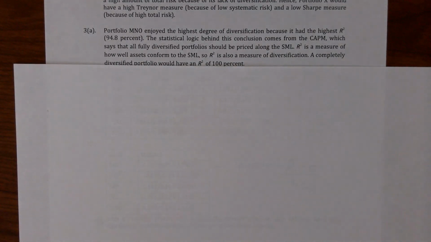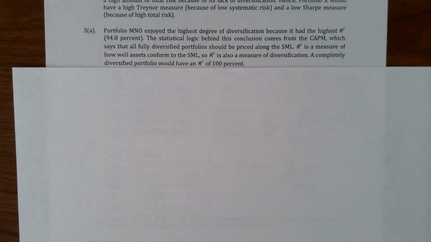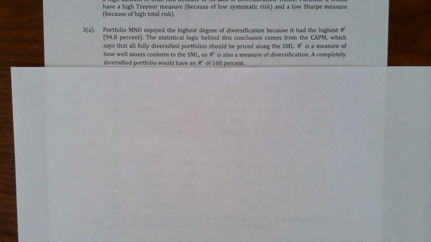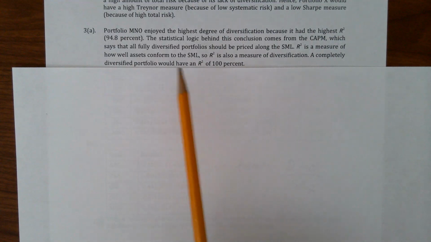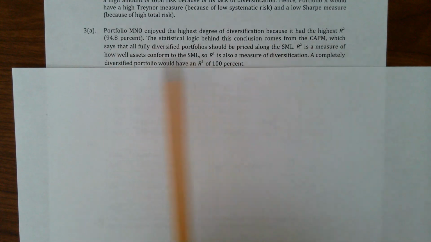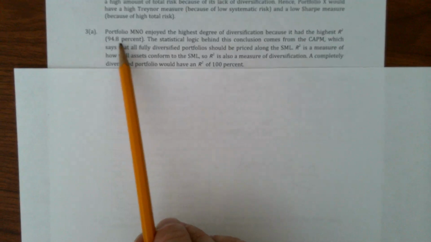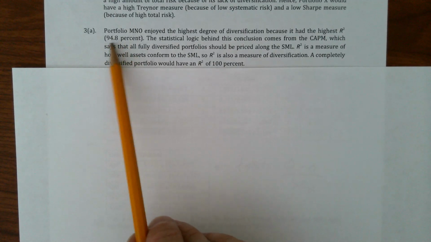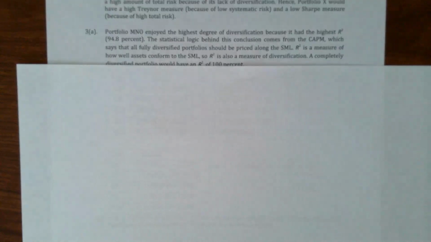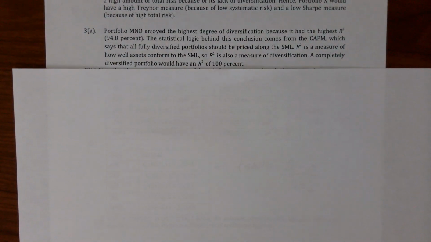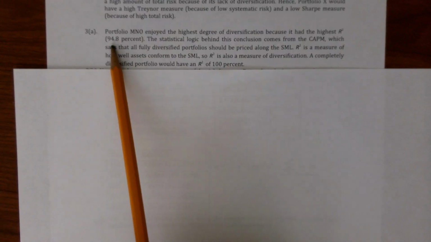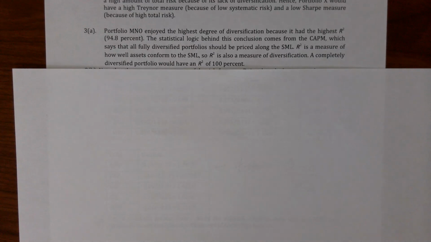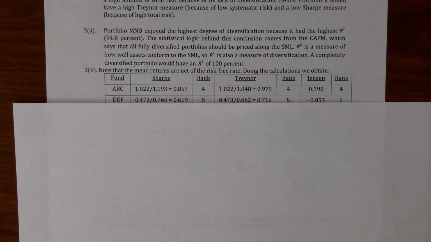All right, so A, which fund had the highest level of diversification? They tell you to look at the R-squared. I won't ask you the details, I'm not your stats professor, but the highest R-squared means the most diversification in this example, and that was portfolio MNO, which had an R-squared of 94.8%. Great, we're going to move along.